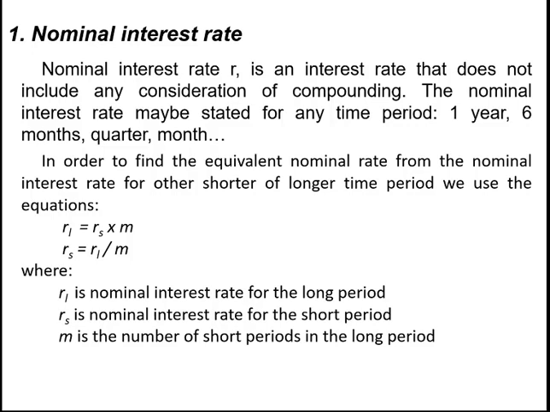And if we know the nominal interest rate of the year is 10%, we can calculate the nominal interest rate of a quarter is 2.5%, because 10% divided by 4 quarters a year gives 2.5% per quarter.